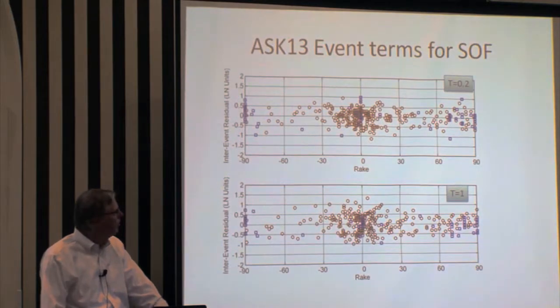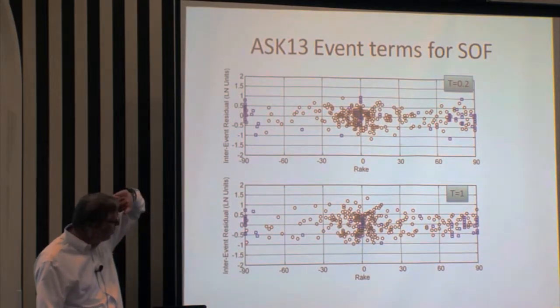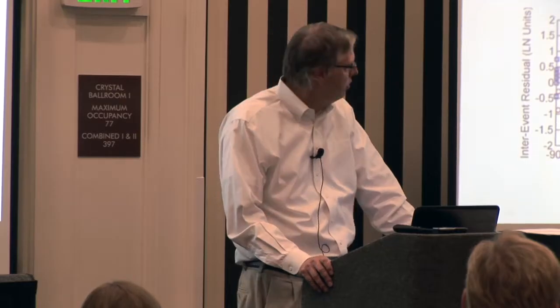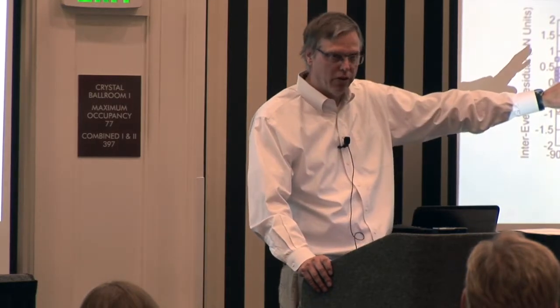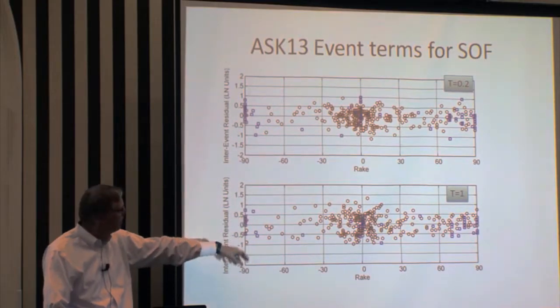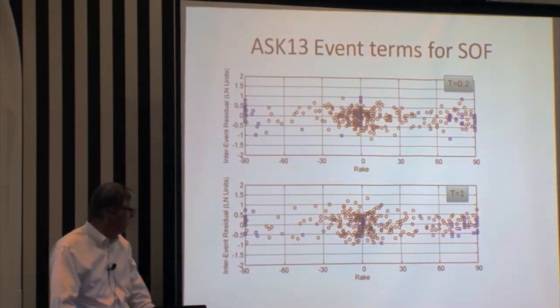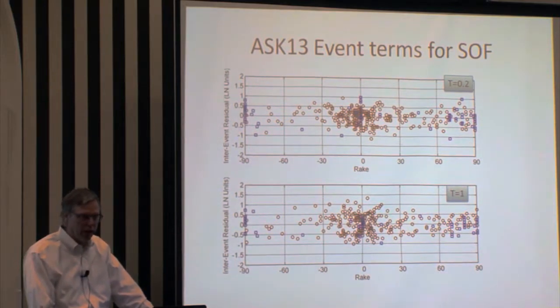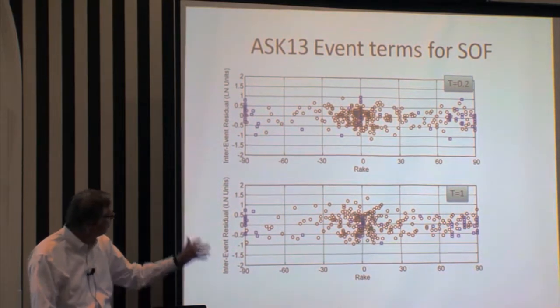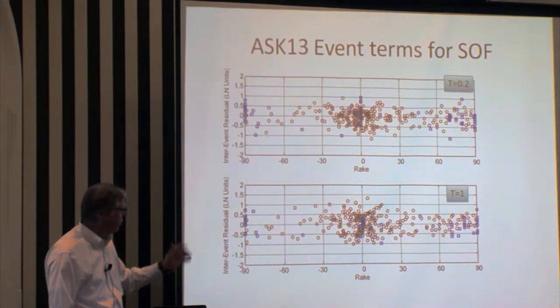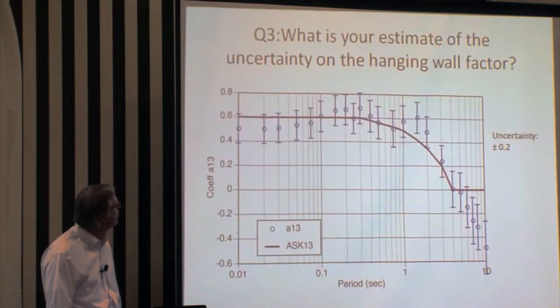If you look at the event terms for the style of faulting factor at 5 hertz and at 1 hertz, they are shown here versus rake. The normal faulting events are here. Each symbol on this plot is one earthquake. You can see we have a lot more reverse and strike slip earthquakes than we have normal earthquakes. These are centered near 0, but this lack of having a lot of recordings, or a lot of earthquakes, is part of what gives us a higher uncertainty in that factor. Most of them are blue, which is the non-California earthquakes, and the red is the California ones.